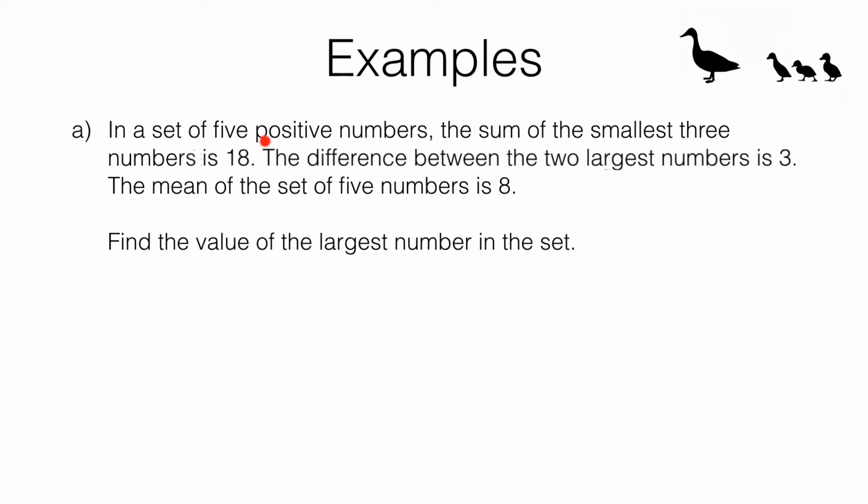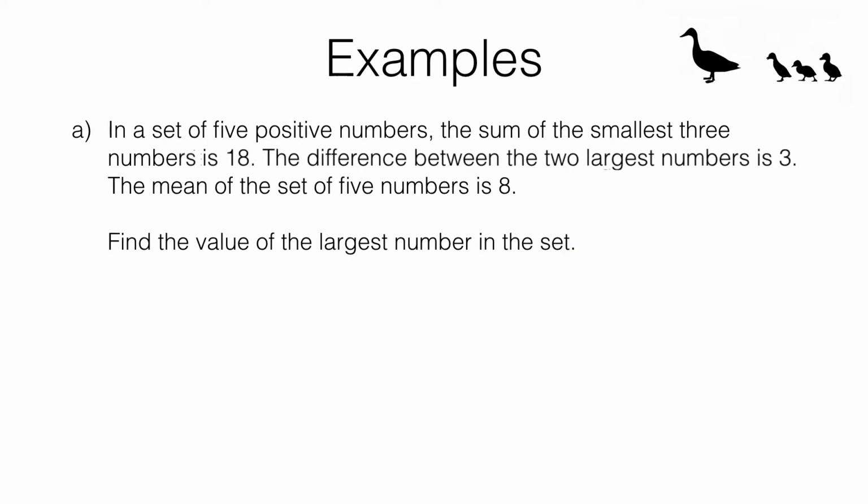In a set of 5 positive numbers, the sum of the smallest 3 numbers is 18. The difference between the two largest numbers is 3, and the mean of the set of the 5 numbers is 8. Find the value of the largest number in the set.